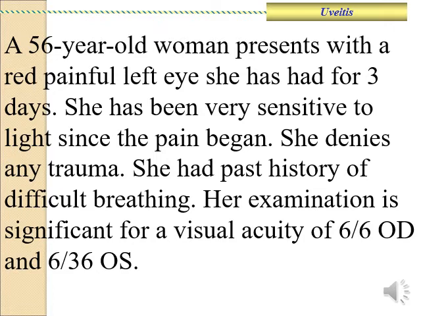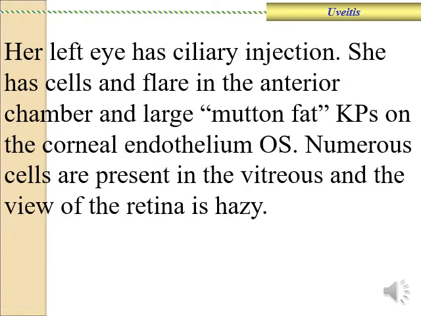Her examination is significant for visual acuity of 6/6 in the right eye and 6/36 in the left eye. Her left eye has ciliary injection. What is ciliary injection? She has cells and flare in the anterior chamber and large mutton fat KPs on the corneal endothelium in the left eye. What is your most probable diagnosis?